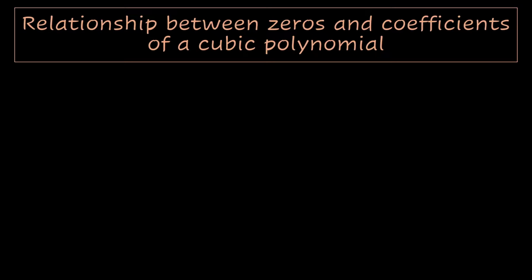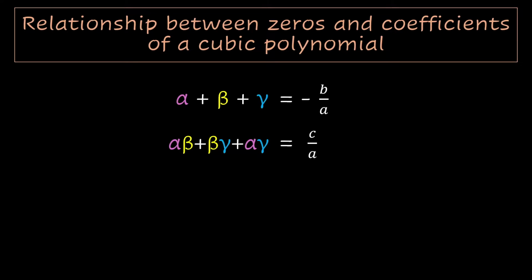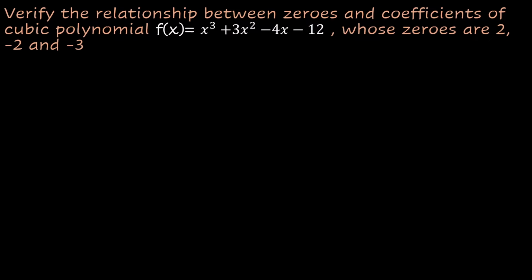So the relationship between zeros and coefficients of a cubic polynomial are: sum of roots equal to minus b by a, sum of product of roots equal to c by a, and product of roots equal to minus d by a. This is quite easy to memorize as well. We have a in the denominator, and for the numerators we have b, c, d, and alternate signs, negative, positive, negative.